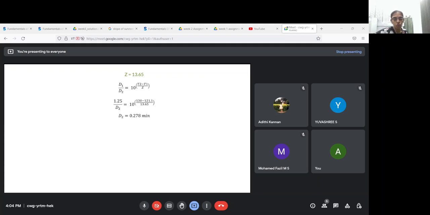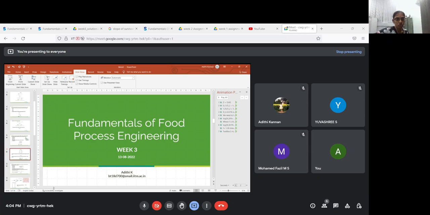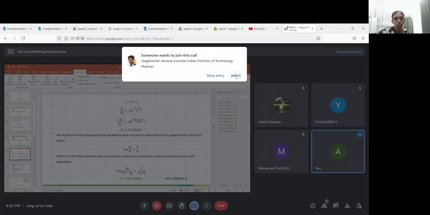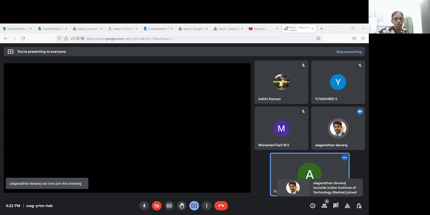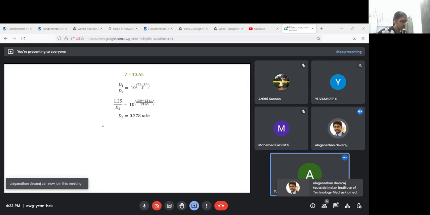So again, now since we know for two different temperatures, we are calculating for the third temperature. If you substitute any one of the temperatures and its D value, you can calculate the D2 value at 130 degrees Celsius. If you go about calculating D2 at 130 degrees Celsius, you are getting D2 equal to 0.278 minutes. But what is asked is the processing time, not the decimal reduction value.